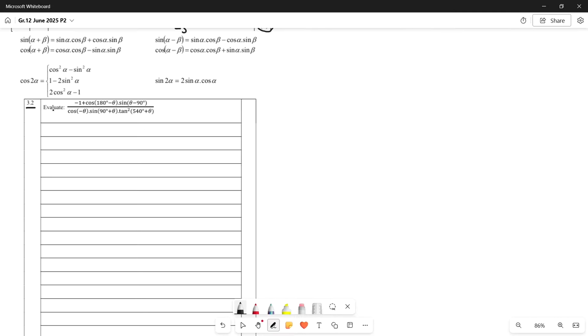So 3.2, it says evaluate this whole thing here. So we're trying to simplify this as much as we can. So we have minus 1 plus cos of 180 minus theta times sine of theta minus 90, over cos of negative theta times sine of 90 plus theta times tan squared of 540 plus theta. I'm just going to rewrite it up here, already placing some of the angles in the quadrants, because a reminder that what we're doing here is we have 0 degrees, we have 90 degrees, we have 180 degrees, we have 270 degrees. So we have CAST.